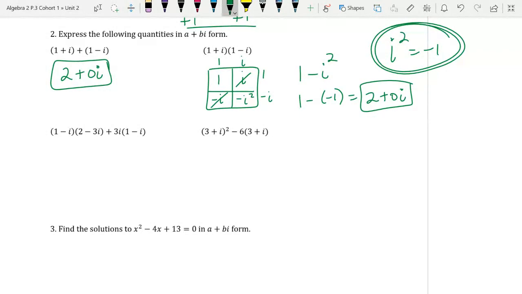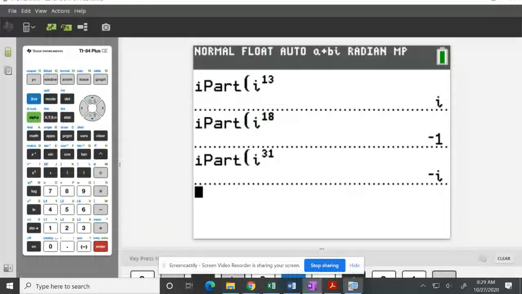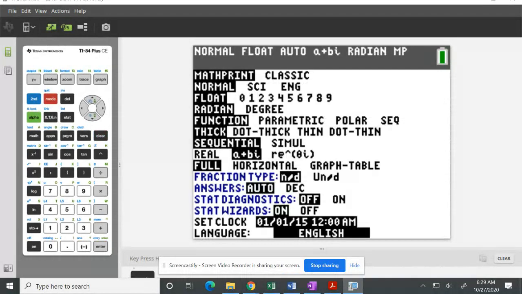Let me show you. Because you've changed your calculator to A plus BI mode, right? If you go into mode, and look down here after the 4th or 5th one down, it says real, A plus BI, and some crazy looking thing. See how A plus BI is highlighted for me? If it's not highlighted for you, highlight it. Let's go down and hit enter.